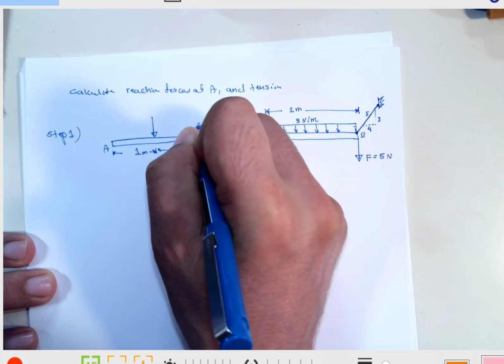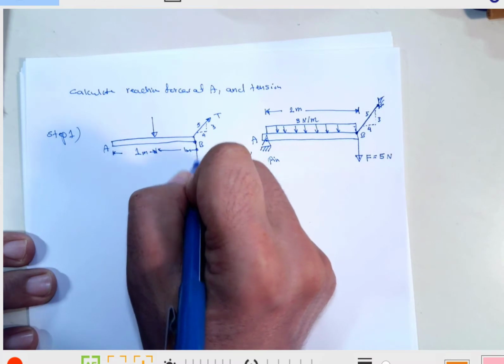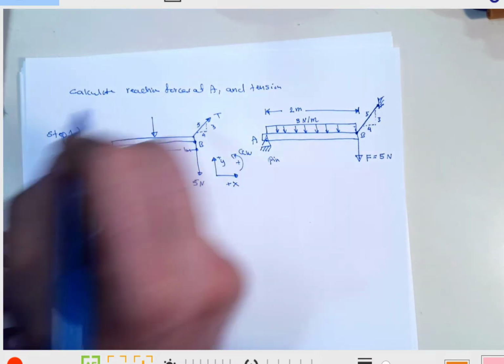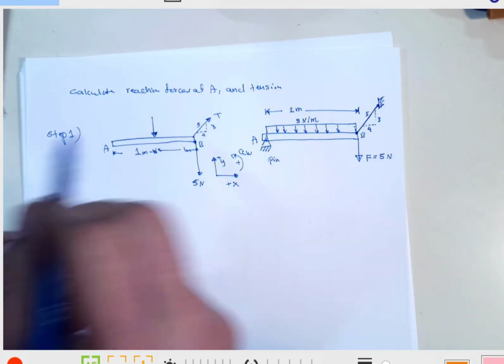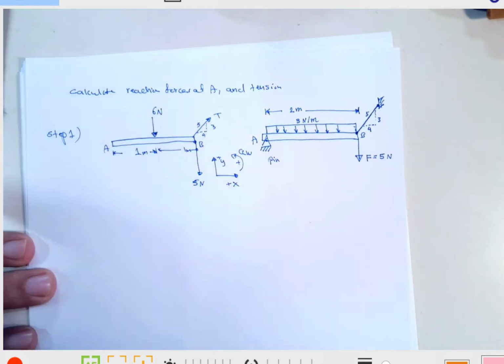This is 5, 3, 4. We have a concentrated force. It's 5 Newton, and that's a single force over here. It's simply 3 by 2. That's gonna give us 6 Newton.